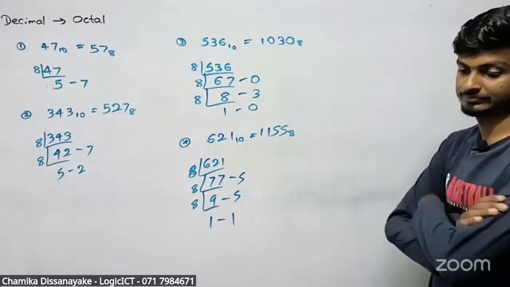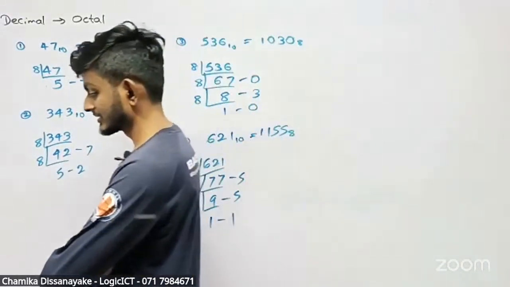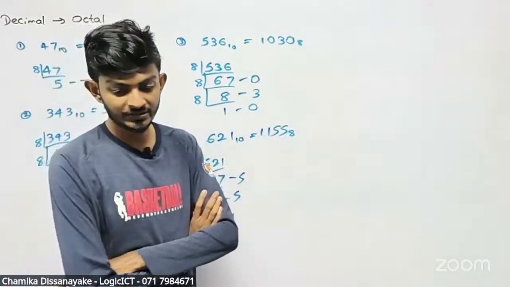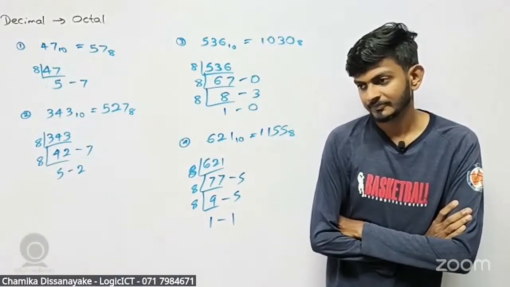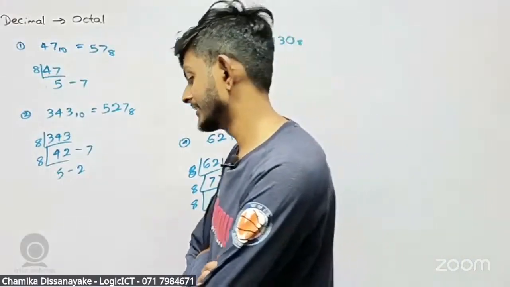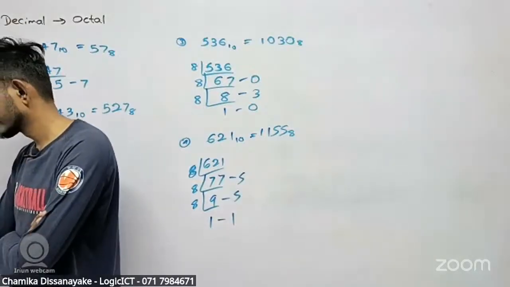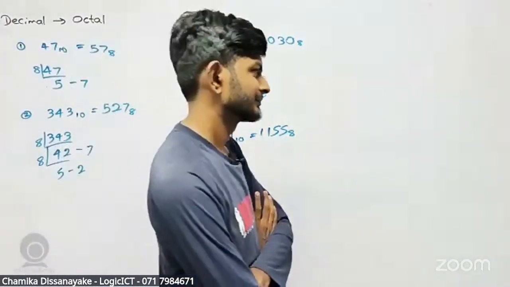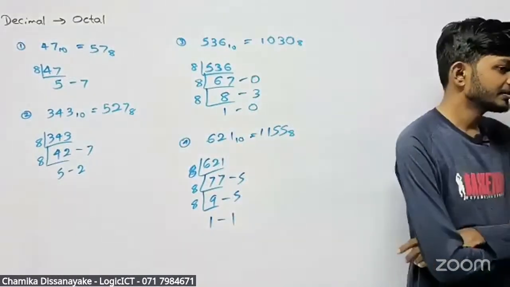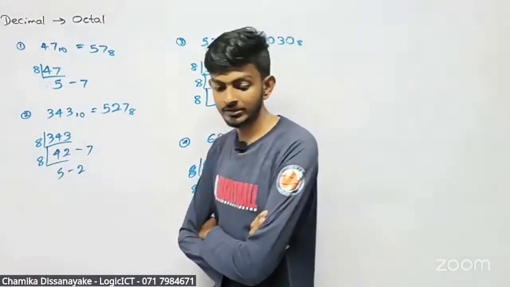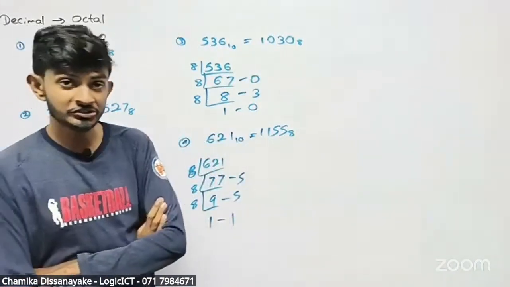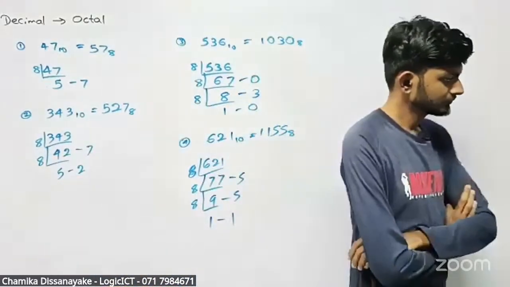Divide the decimal number by 8 and write the remainder of each division. That is the first point.